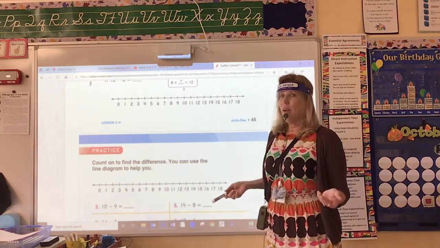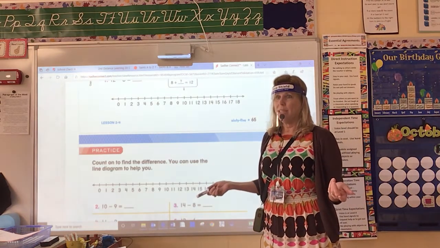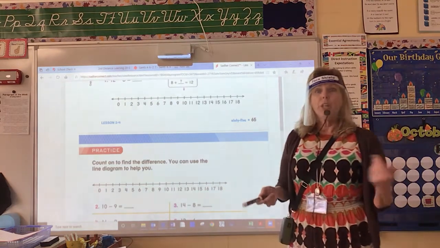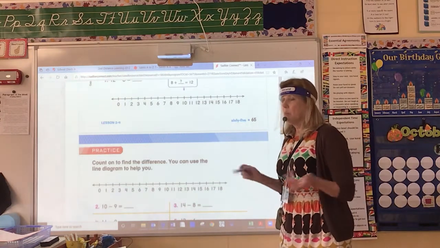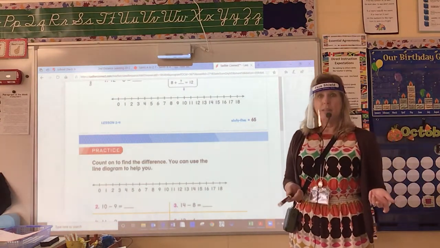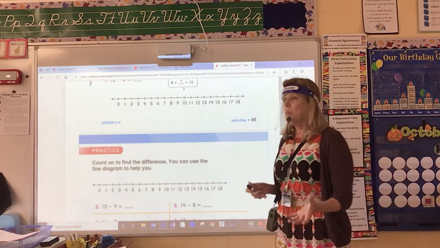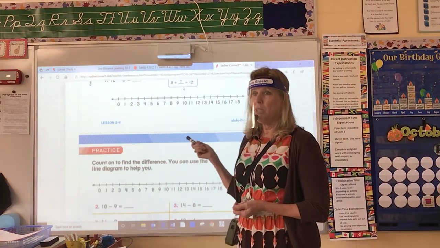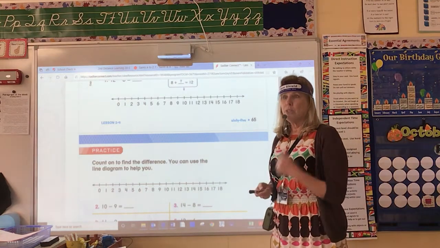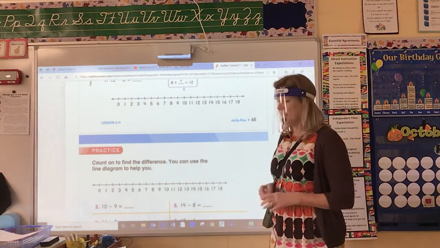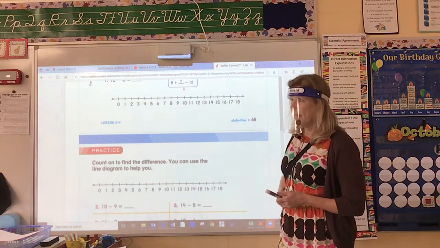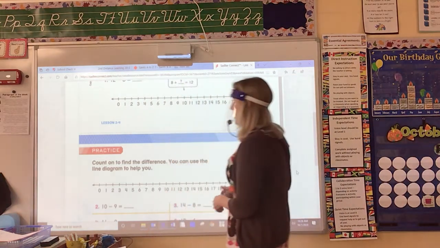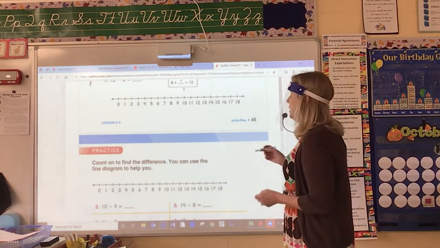So when we count on, are we adding or are we subtracting? When we count on, Thomas? Adding. You're adding. But in this chapter, we're learning all about subtraction, right? Okay, but remember that we can add, like in some of our problems yesterday, we added to find the difference. So that's what we're going to be doing today. We're counting on. So for the first problem, it is 12 minus 8.